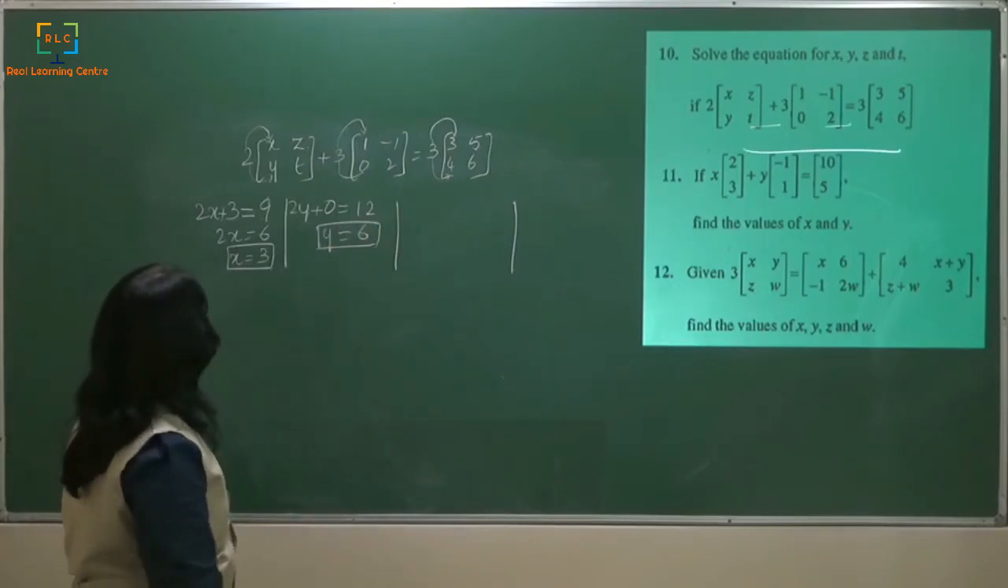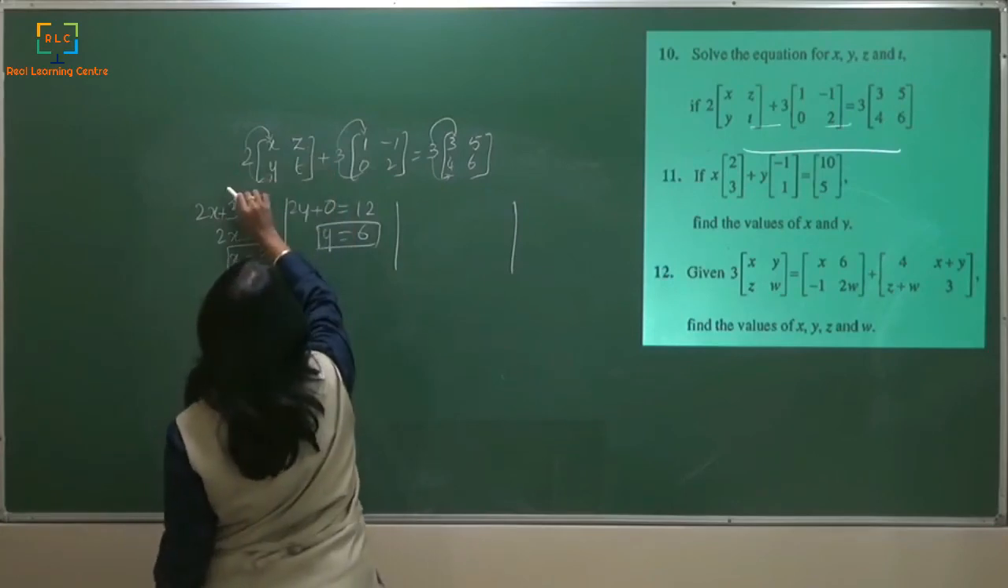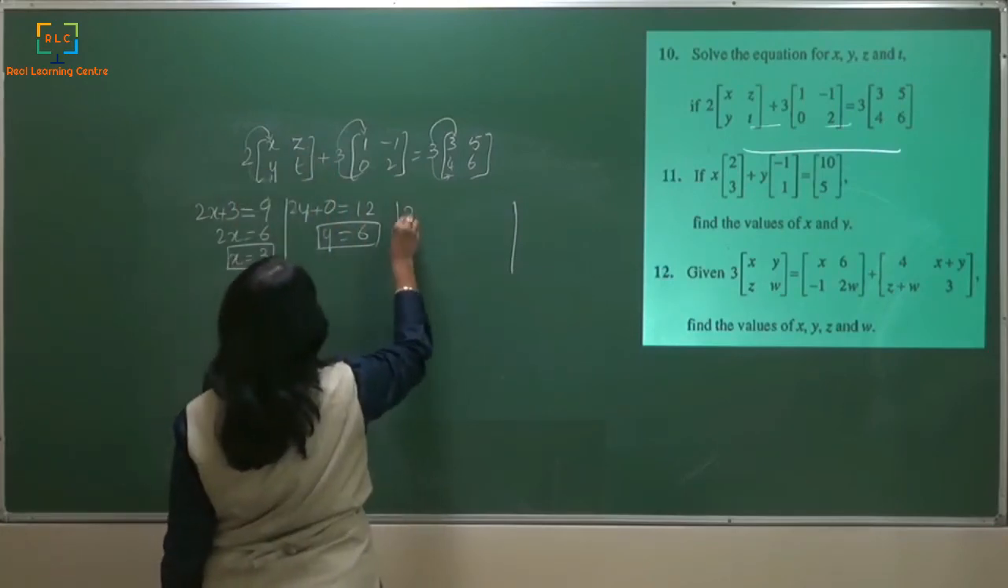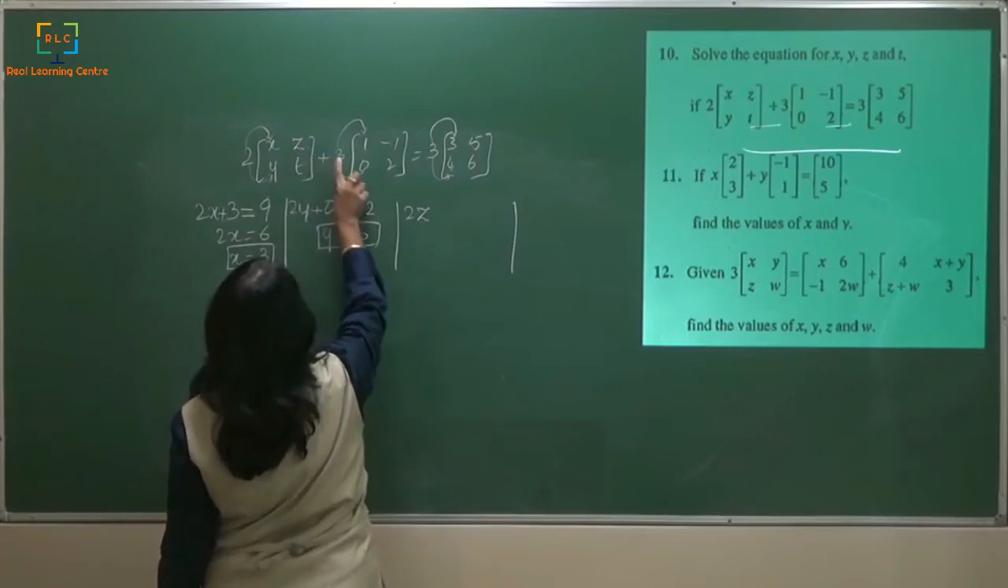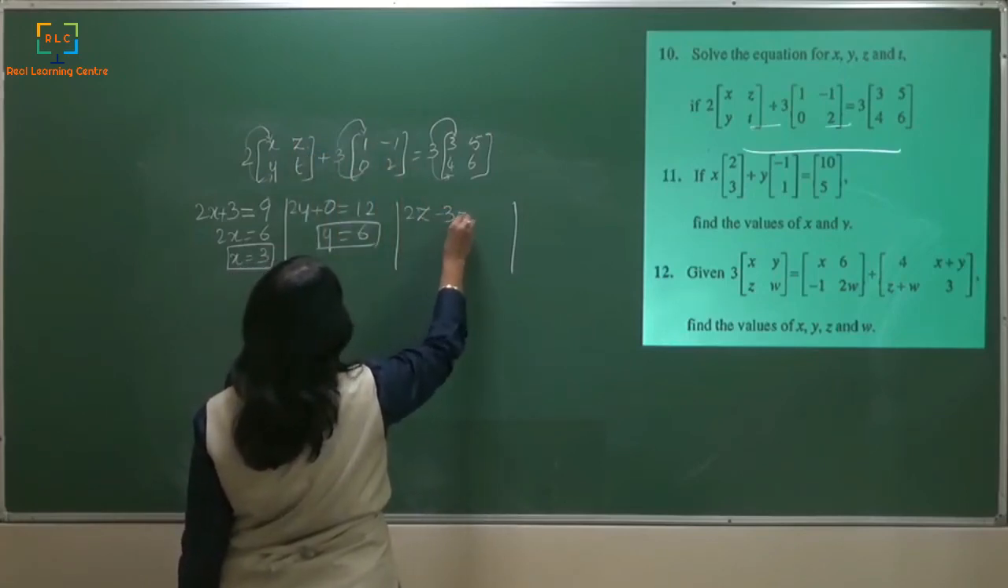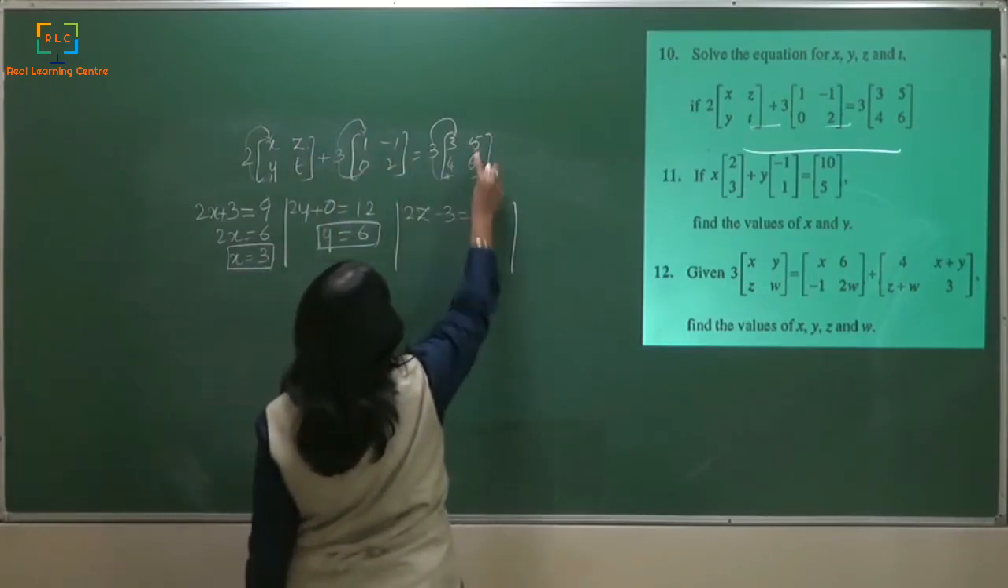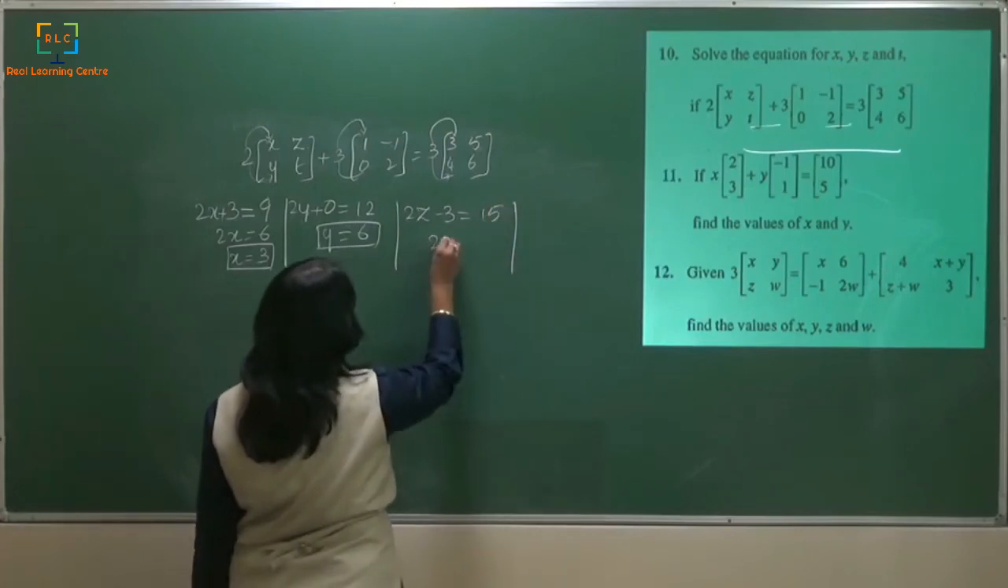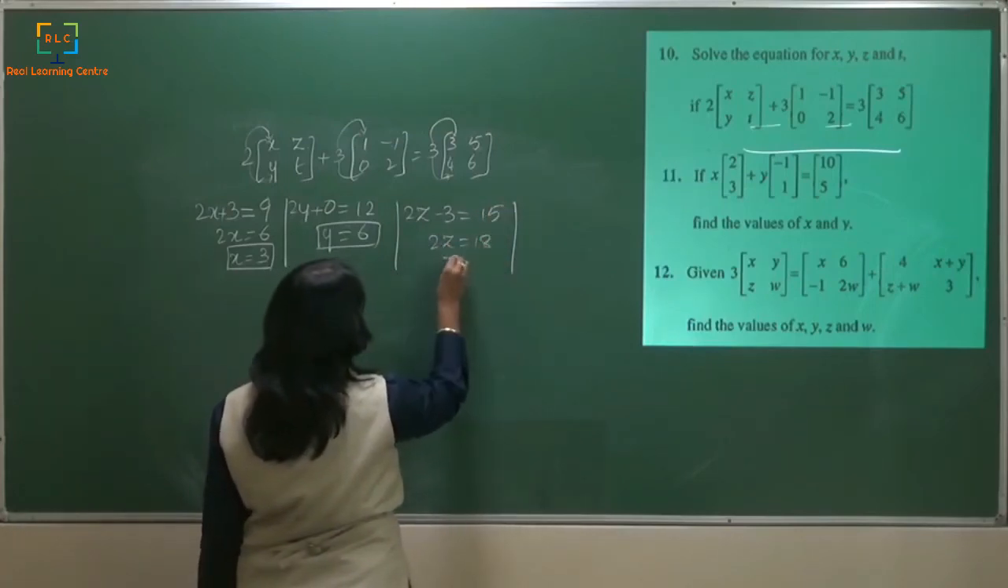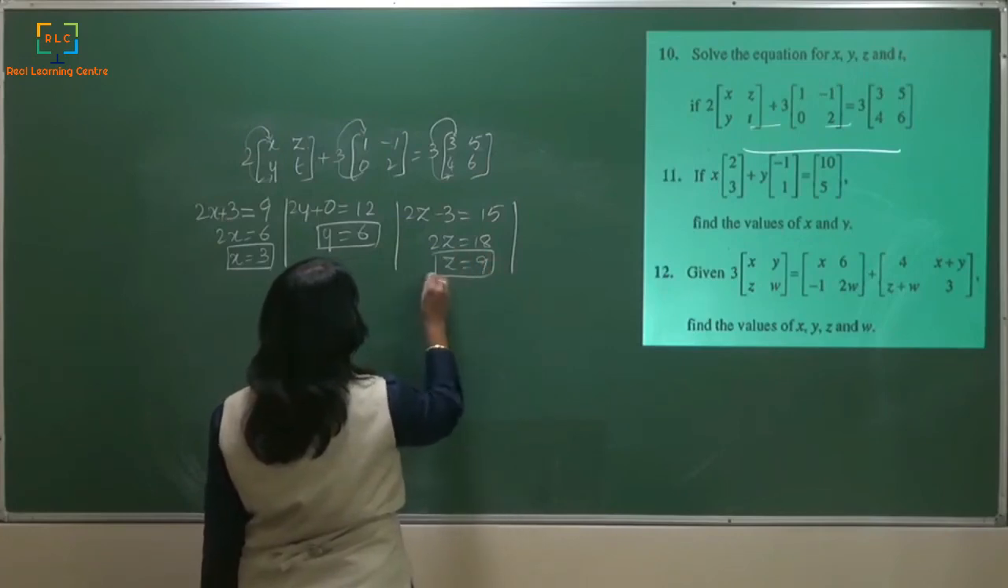Next I'll go for z. z is in the A12 place. So I have 2 into z, 2z, plus 3 into minus 1 is minus 3, which is equal to 3 5s are 15. So you got 2z is equal to 18. So z is equal to 9.